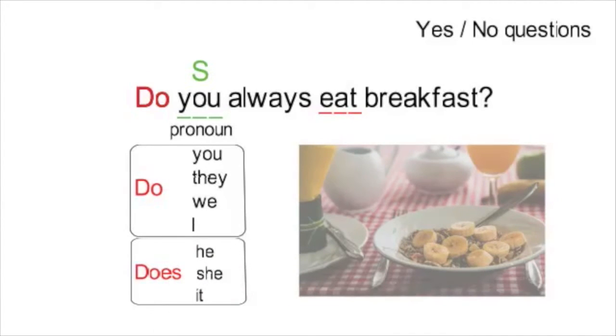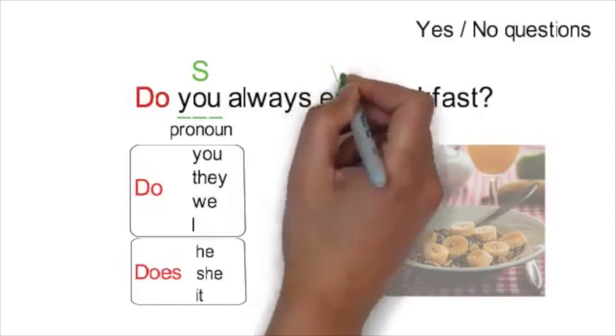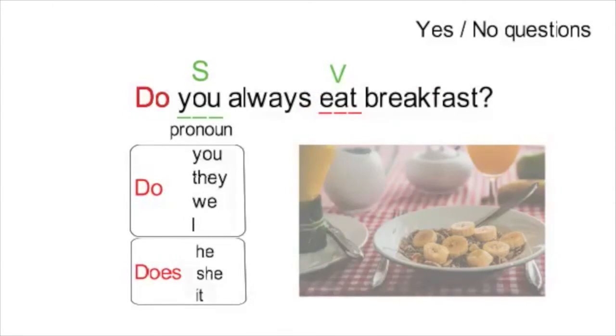Somewhere after the pronoun or the subject is the main verb. In this sentence, do you always eat breakfast? The main verb is eat. Remember that the adverb of frequency comes between the subject and the main verb. Also, the main verb is always in the base form. You never add an S here.